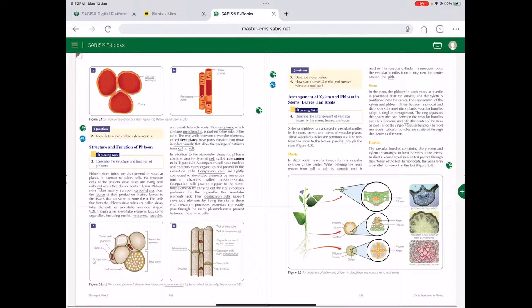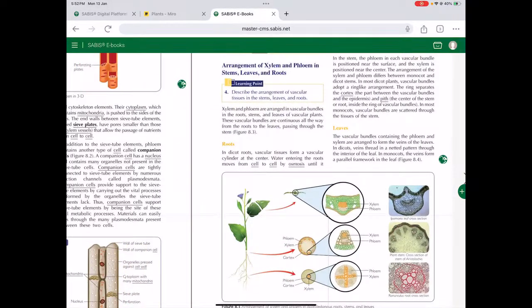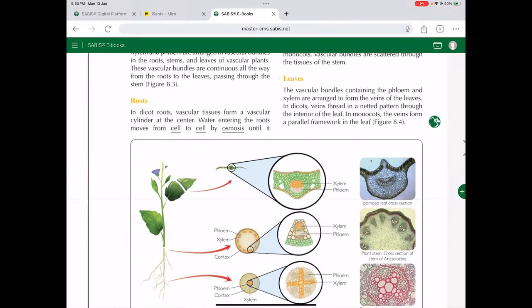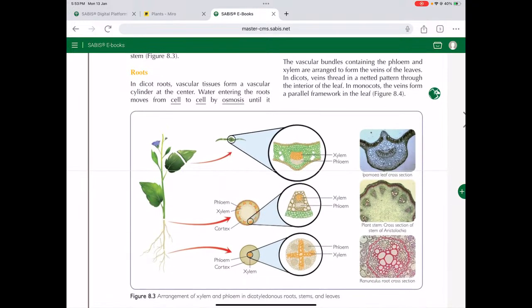Okay, this is also extremely important and you have to know it. They might show you an image or they might tell you to describe the vascular arrangement in a leaf, a stem, and a root. So you have to know how the xylem and the phloem are arranged in each one. It's very simple. In the leaf, you always see the xylem towards the inside. So the xylem is above the phloem, and the xylem is towards the inside.